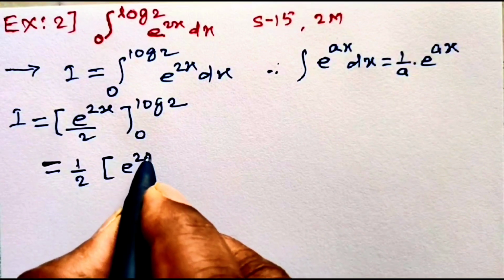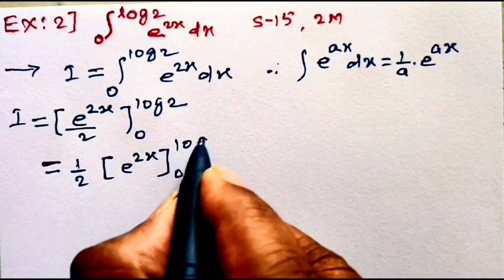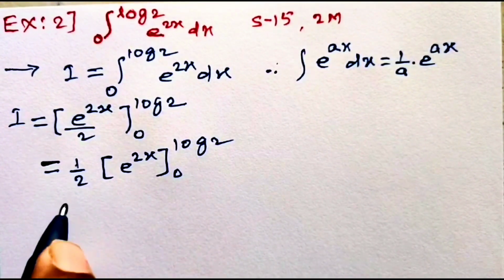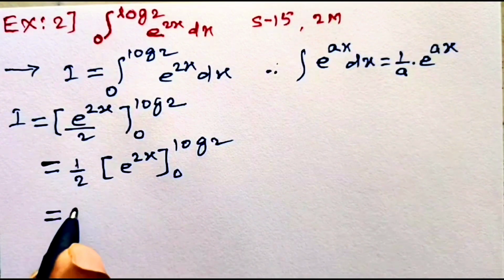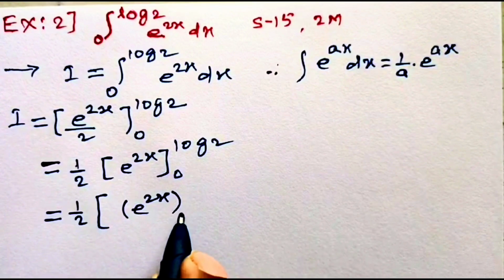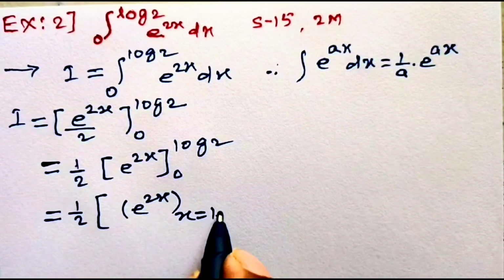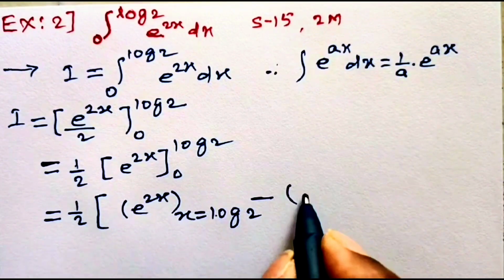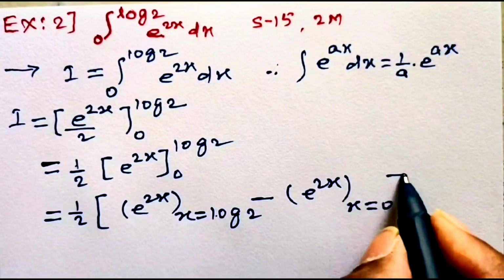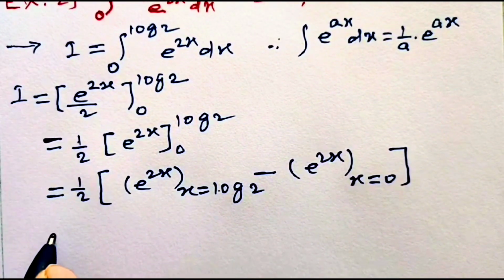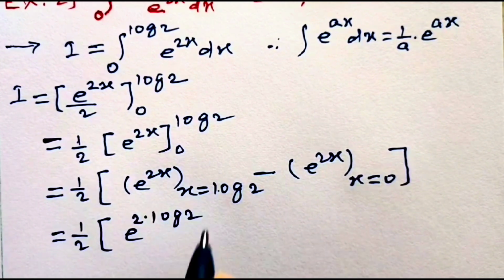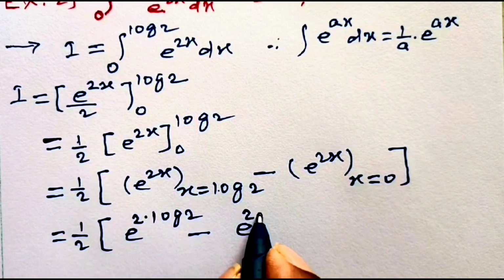e to the power 2x, limits from 0 to log 2. Now first of all we have to substitute the upper limit and then the lower limit. So to simplify this you can write 1 upon 2 e to the power 2x, where x we are replacing by the upper limit log 2, minus again e to the power 2x, replacing x by the lower limit 0, bracket close. And now this is equal to 1 upon 2 [e to the power 2 into log 2 minus e to the power 2 into 0].